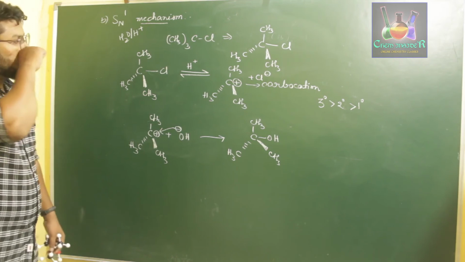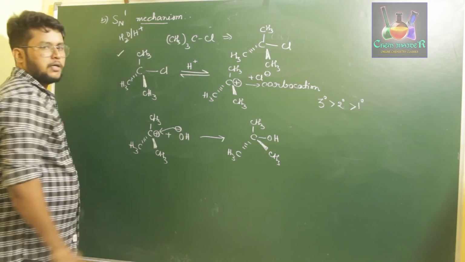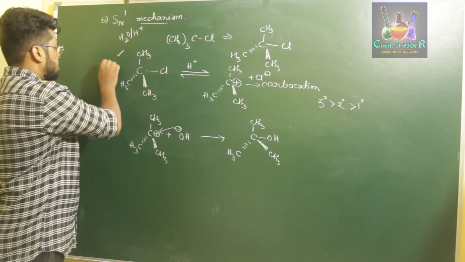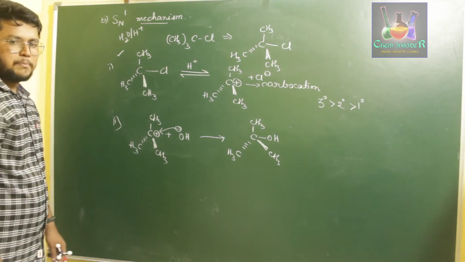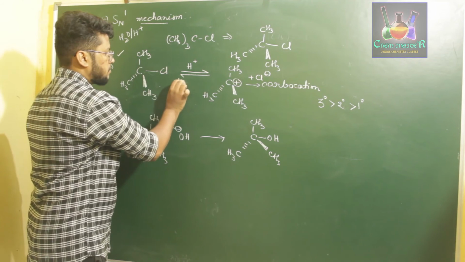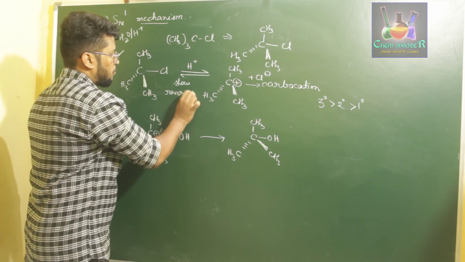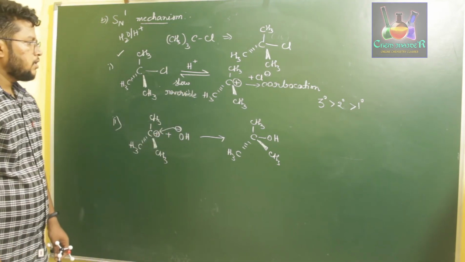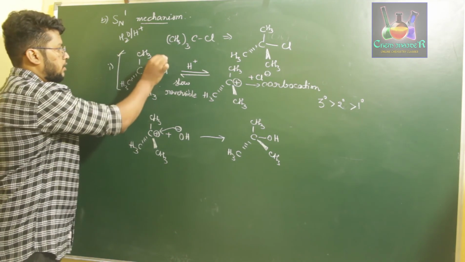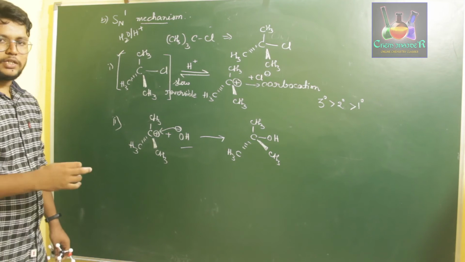Now, this reaction completely depends upon the first step of the mechanism. This is step 1, this is step 2. It completely depends upon the first step, because this reaction is a slow process and reversible. That is why the rate of this reaction depends upon the concentration of tertiary butyl chloride only, but not on OH minus. That is what we observed in the SN1 case.